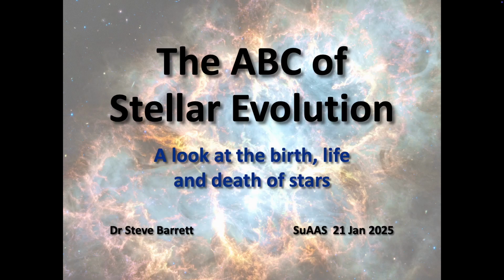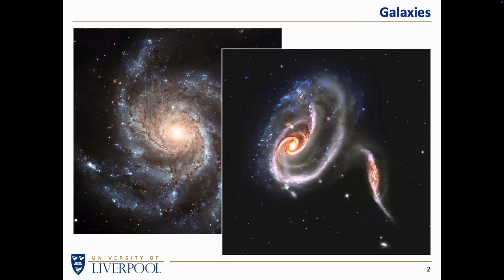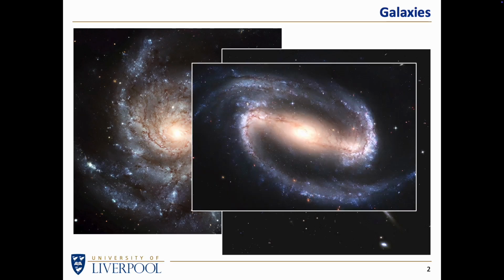The ABC of stellar evolution. You can see from the subtitle, we're looking at the birth and the life and the death of stars. So we know that when we look out into the universe, we see billions and possibly a trillion galaxies in the observable universe. All of them are probably made up of perhaps hundreds of billions of stars. And we're asking ourselves in this particular talk, how did those stars come to be the way they are?